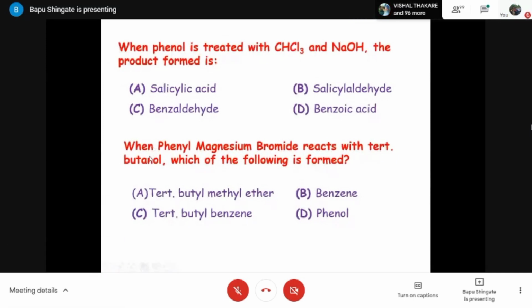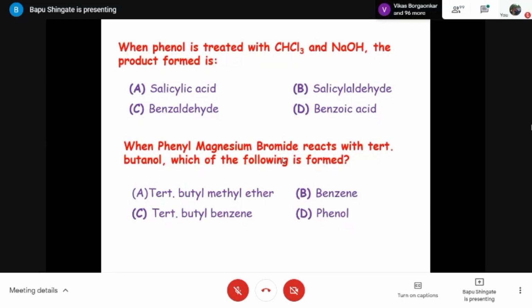When phenyl magnesium bromide reacts with tertiary butanol, which of the following is formed? Benzene, B. Which answer is the correct answer? C. Just I want to tell you, those who have prepared the Grignard reagent very well will not give a wrong answer.